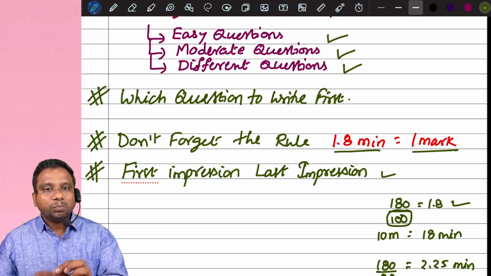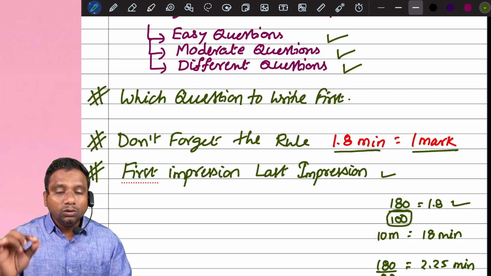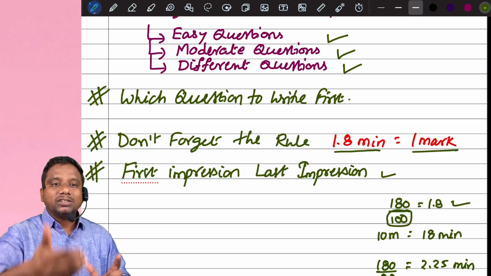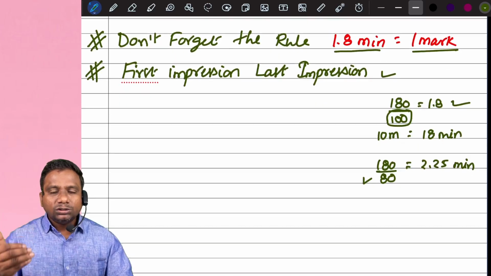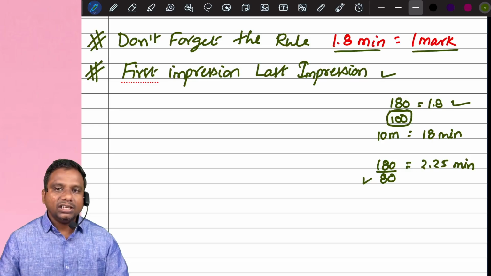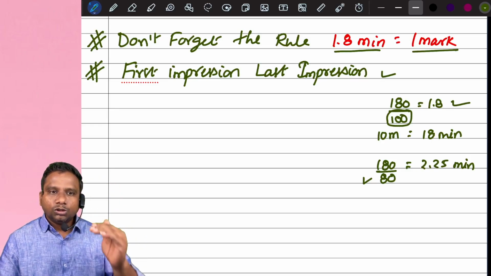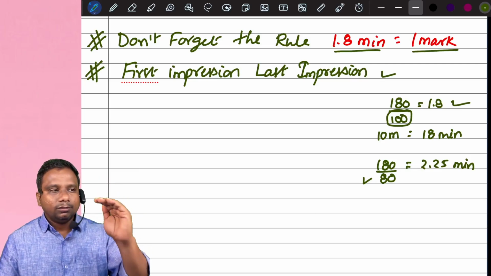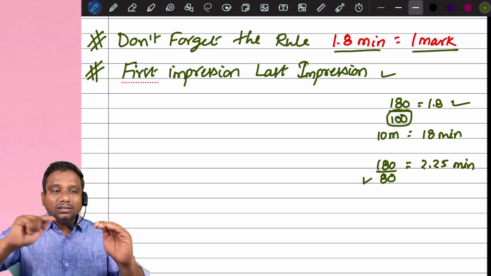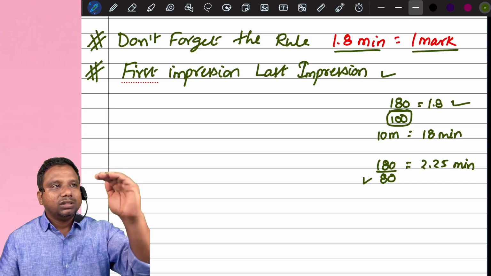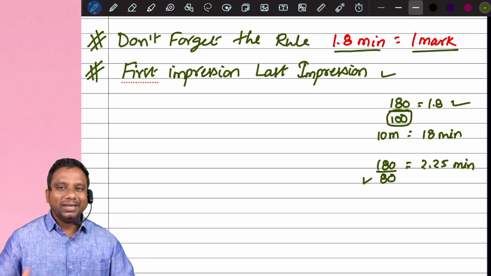1.8 minutes per 1 mark. This thumb rule is for those students who attempt a 100 marks question paper. If you reduce the marks you attempt, automatically time will increase, an inverse relation. For how many marks you are attempting, that is inversely proportionate with the time. So the fewer marks you attempt, the more time you get.